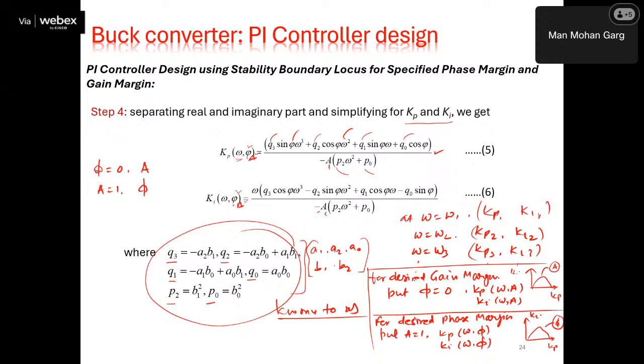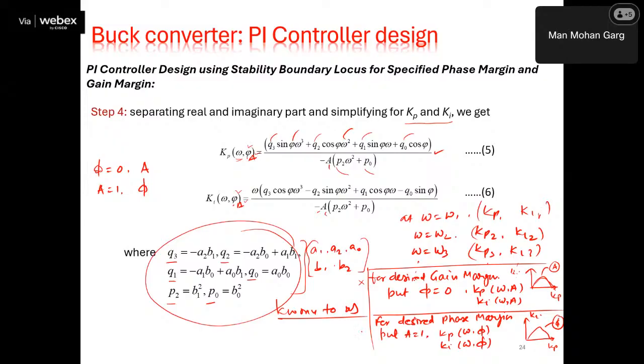But normally what happens, as I said, in our buck converter and DC to DC converters, we have infinite gain margin. So we do not worry about gain margin, we just worry about phase margin. When the gain margin requirement is not there, we do not need to plot this boundary locus, and we only need this boundary locus, which is for the desired phase margin.